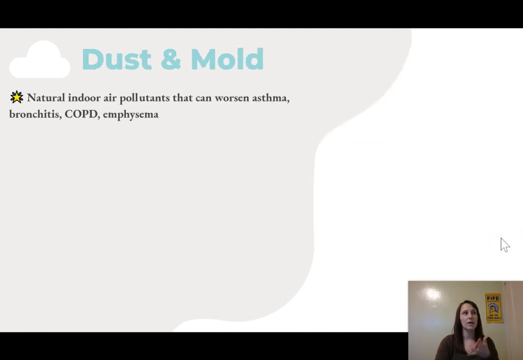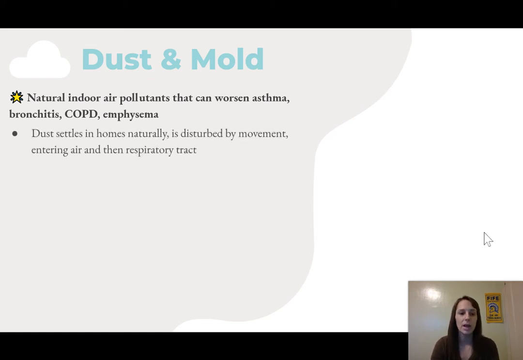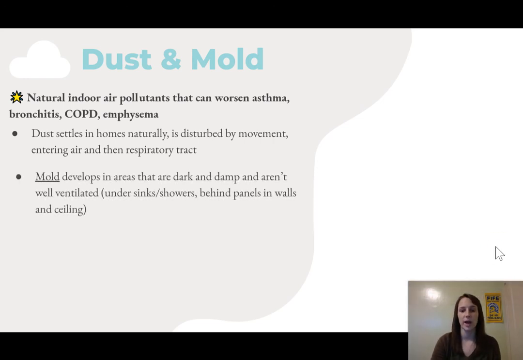Now, some ones that are very common in the home are going to be dust and mold. And these are going to be natural indoor air pollutants that can worsen asthma, bronchitis, COPD, and emphysema. Dust is something that just settles in homes naturally. You probably all have dust within your homes. We have dust within our school. And dust is going to be disturbed by movement. It's then going to enter the air and it can get into the respiratory tract.